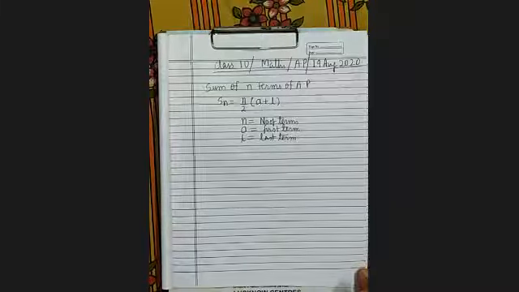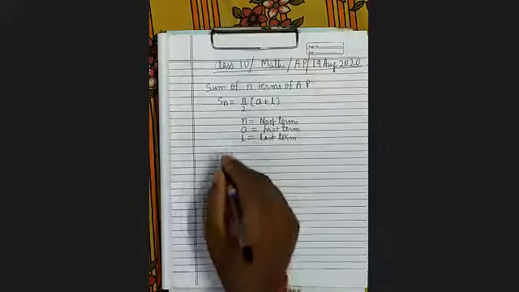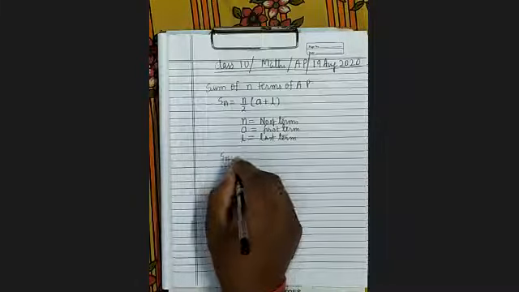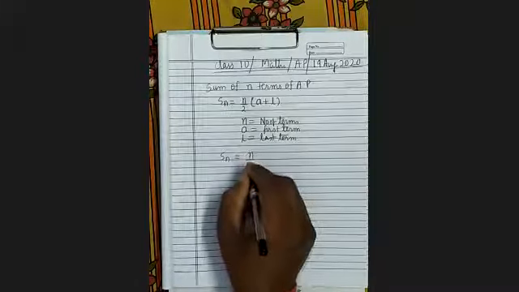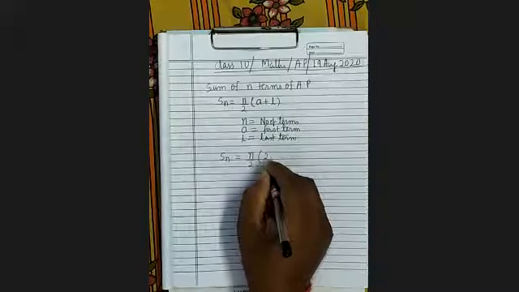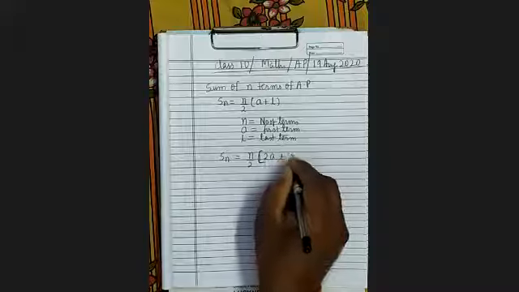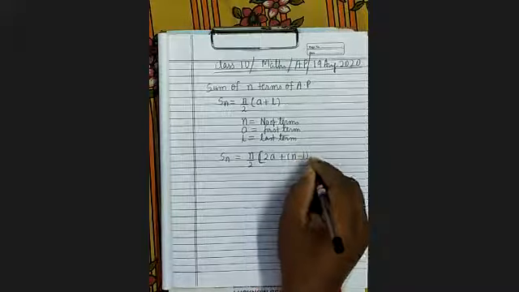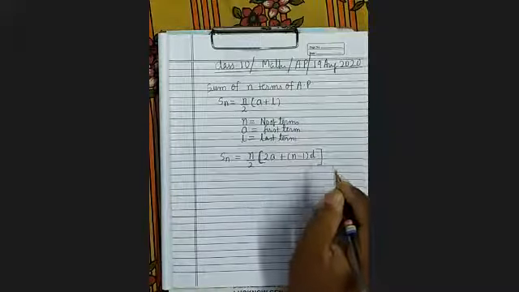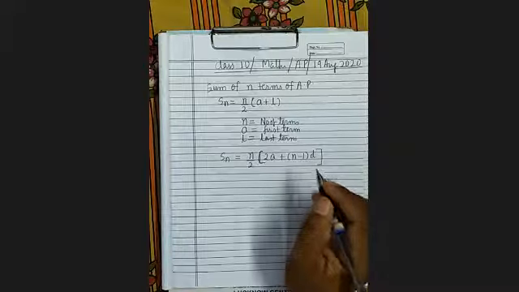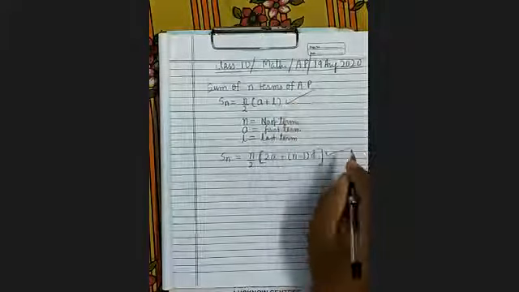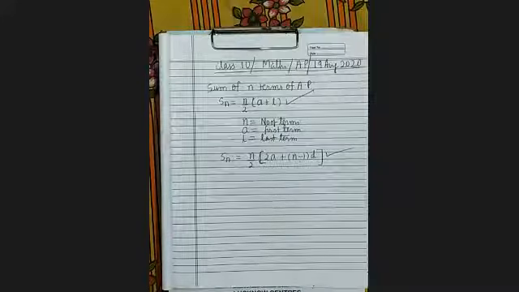Now after this there is another formula. Sn equals n by 2 (2a plus (n minus 1) into d). What is d? d is the common difference. So these are the two formulae. It is clear. Now see the questions.